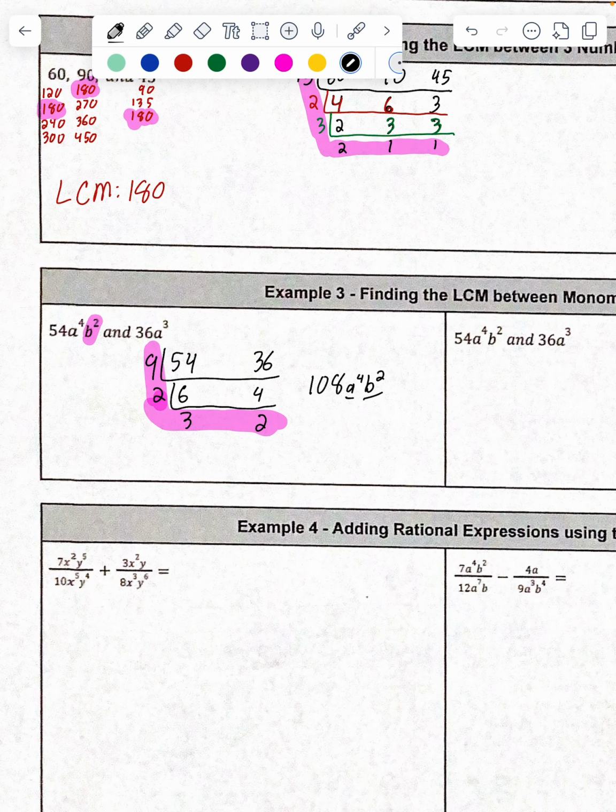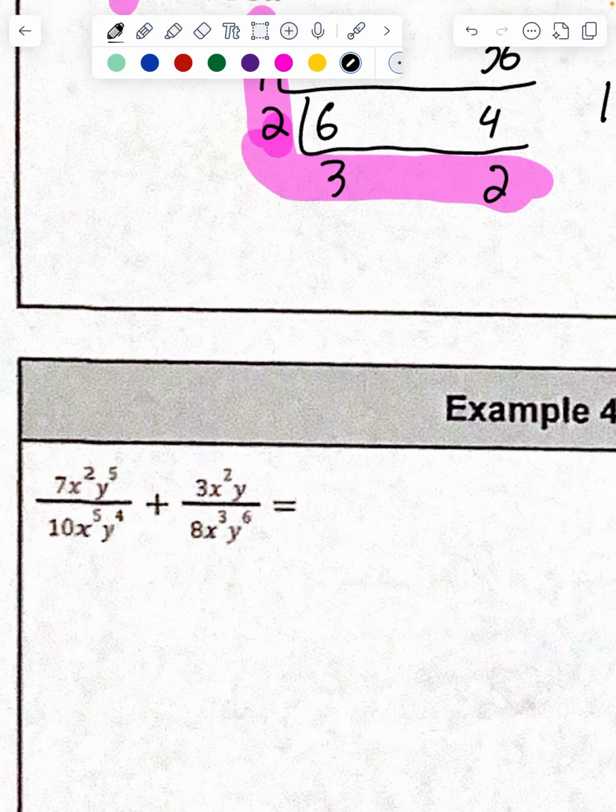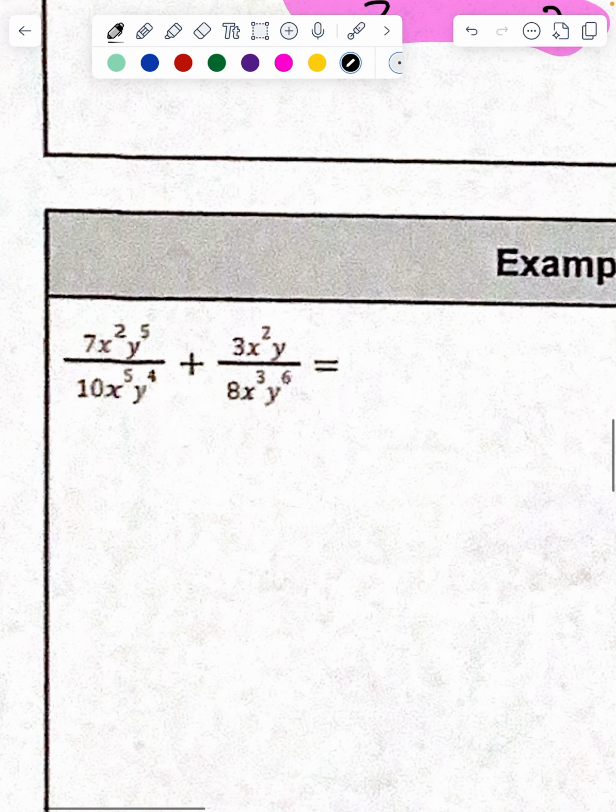So now comes the tricky part. First we're going to simplify when we're going to add these fractions up. We're going to simplify first. And when we simplify, we're going to take out all the common factors, just like we did yesterday when we were adding these. So we're going to simplify first.